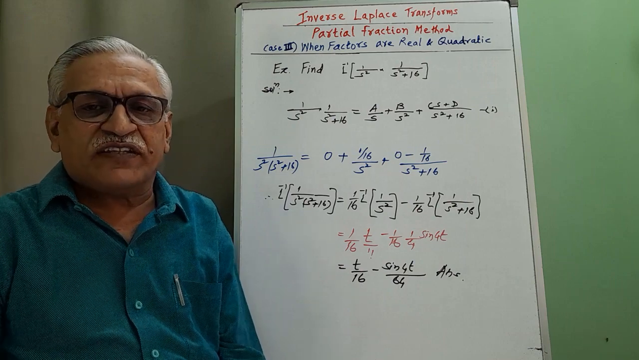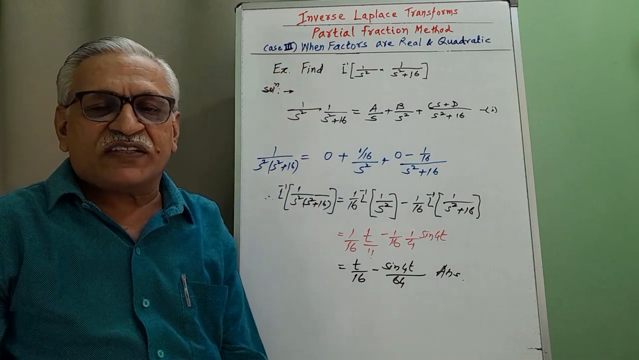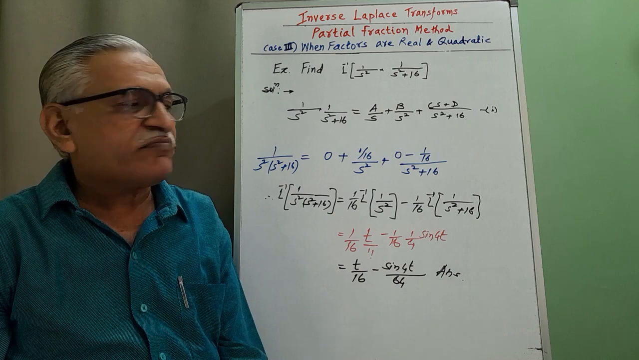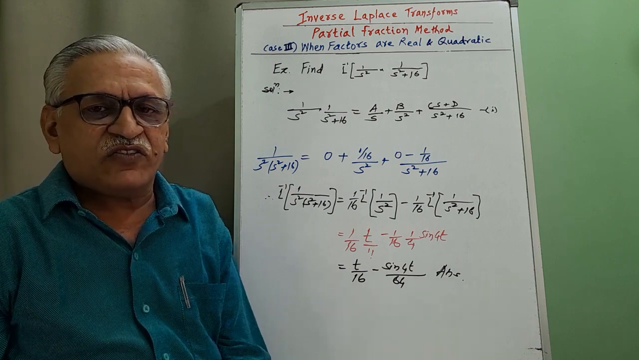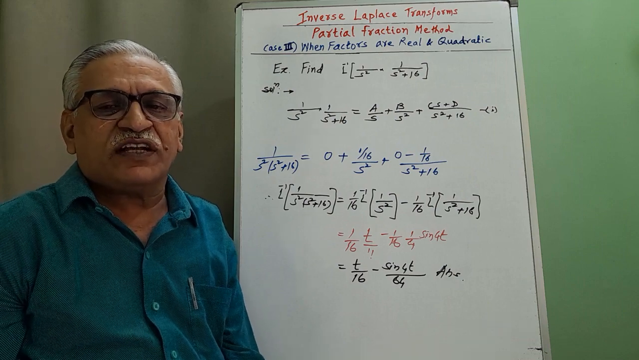Therefore, a total of 3 examples I have discussed for this case number 3, when factors are real and quadratic, through 3 separate videos. In my next video, I will discuss another important technique to find the inverse, that is the convolution method.